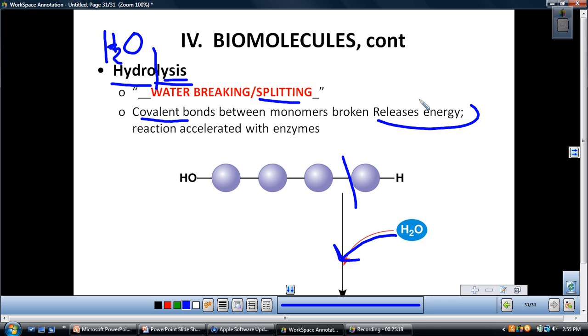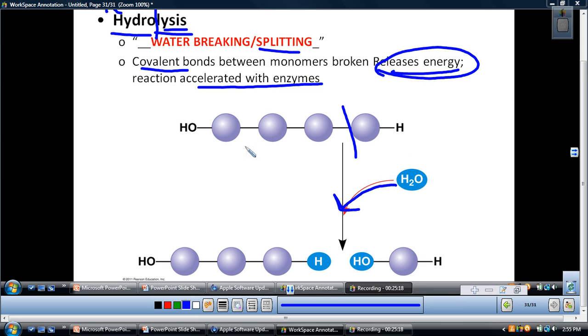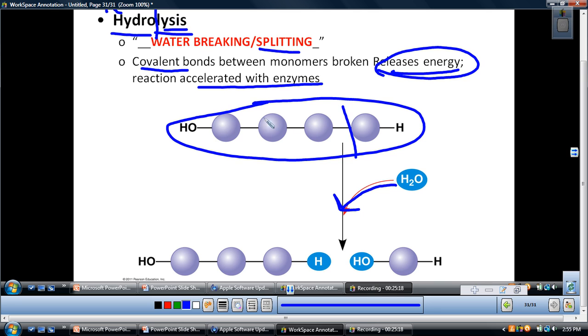We're not going to need energy. We're going to release energy. And it will also be accelerated with enzymes. So both dehydration synthesis and hydrolysis are going to require enzymes. So for the final picture, here you go. We've got this polymer made up of 4 monomers. Does that make sense? A polymer made up of 4 monomers.